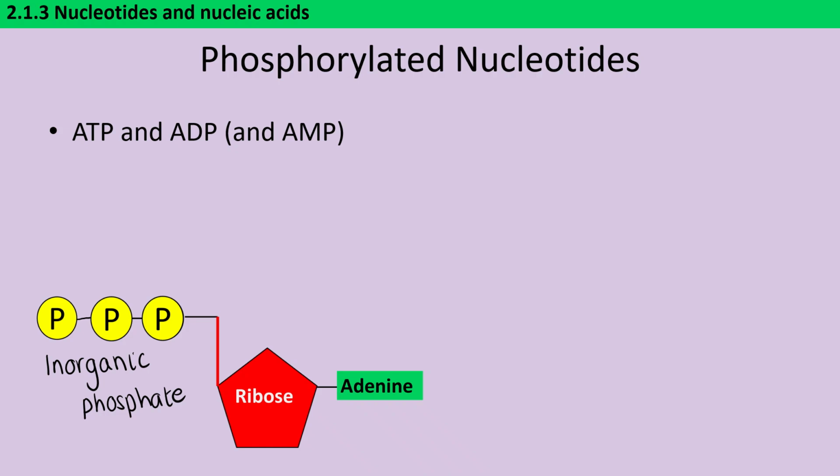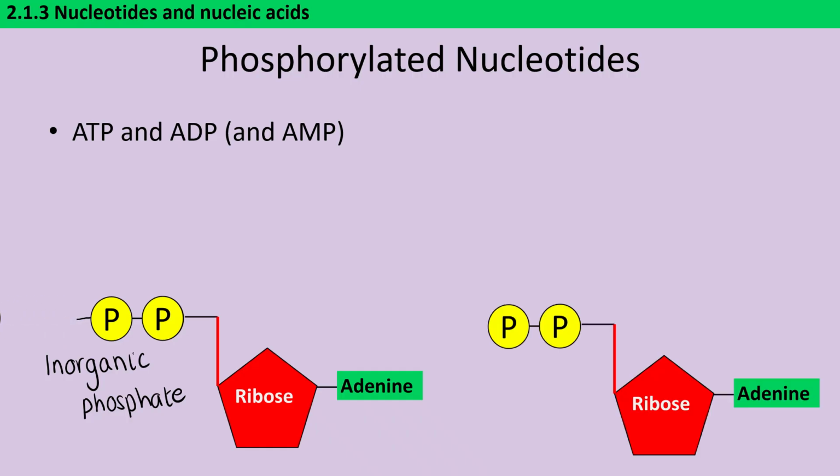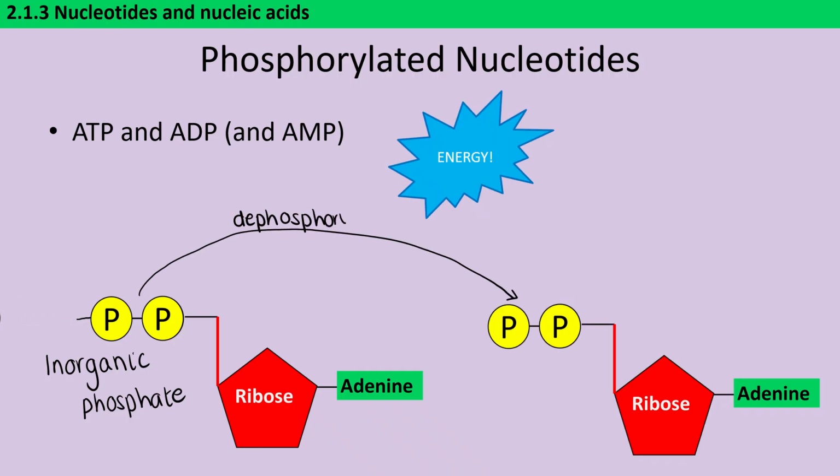When the cell requires energy, this can be dephosphorylated. In other words, phosphate can be removed. And this process also releases energy.